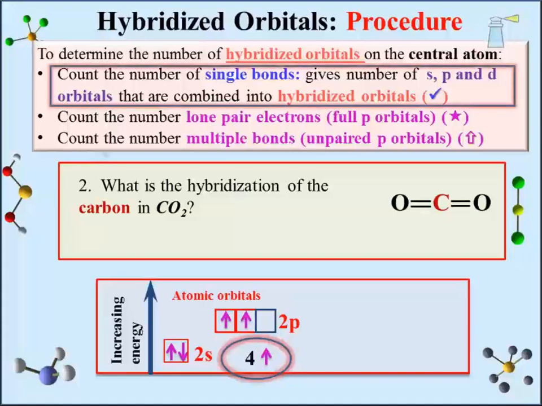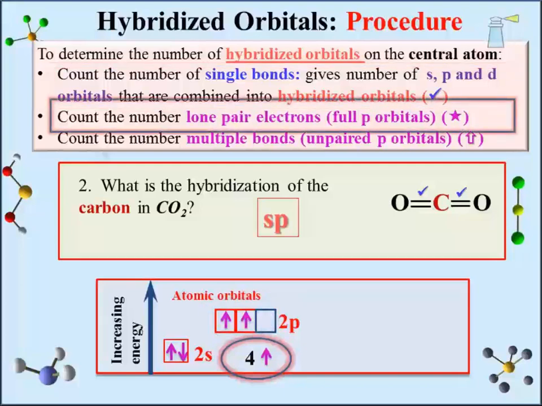The procedure for determining hybridization has us count the number of single bonds that the central atom makes. 1, 2. Hybridization for 2 single bonds is sp, 1s and 1p. Now, it seems reasonable to ask why hybridization is needed when carbon has 2 p orbitals with single unpaired electrons that should be able to participate in covalent bonding. The answer is that we should finish the counting steps in the procedure first. We need a bit more information to tackle this.